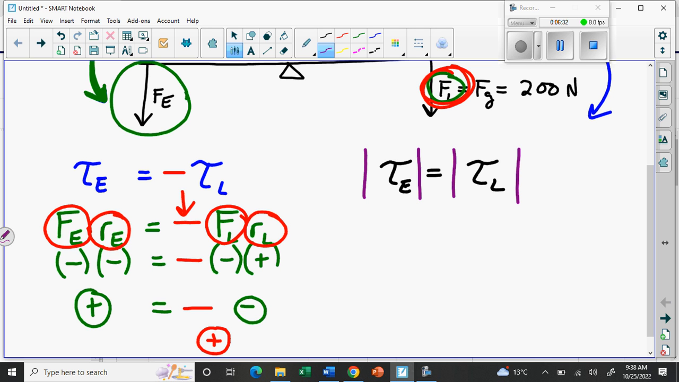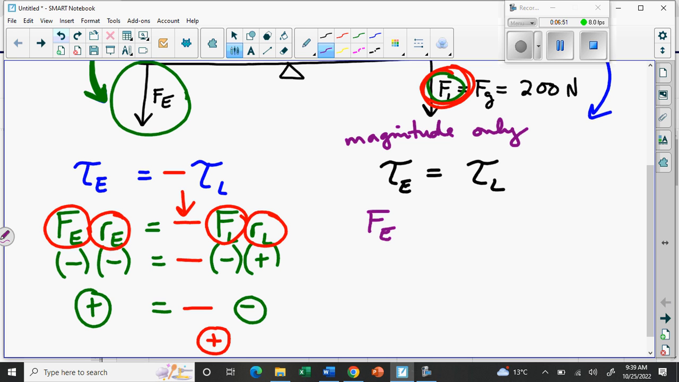Now, we don't have to write that because it's complicated for us. So what we can do is just write it like this, and just in our brains, remember that we're now talking about the magnitude only when we do this. When you do this, you don't worry about any minus plus signs at all. And so you just write Fe and Re and Fl and Rl.